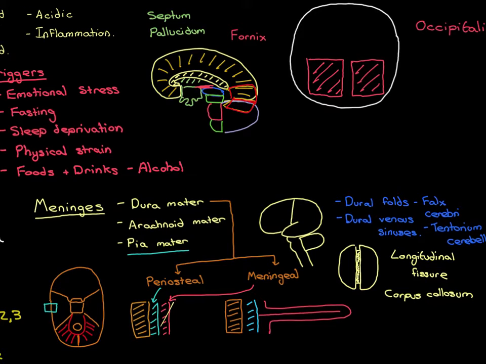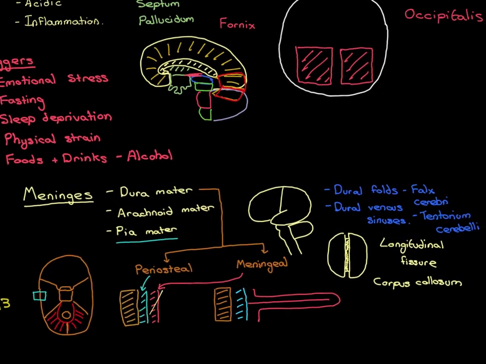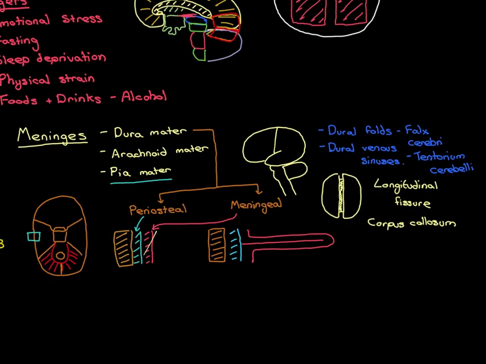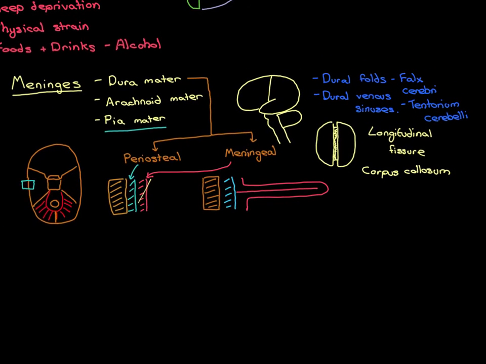And underneath the tentorium cerebelli is going to be the cerebellum, above the tentorium cerebelli is going to be the cerebral hemispheres, and there is this nice gap where the brain stem can pass through. Okay, so those are the dural folds. Now to turn on to the dural venous sinuses, which are even more complicated. So, the dural venous sinuses are venous sinuses.